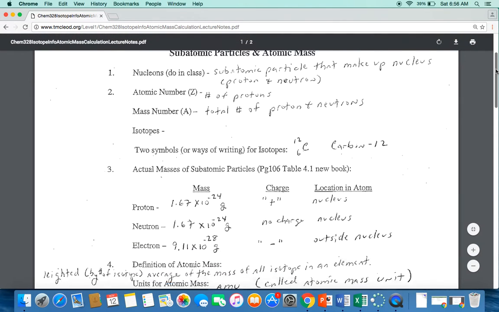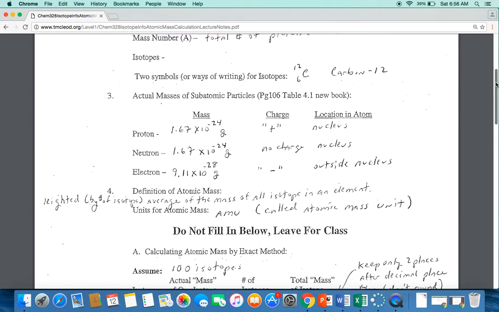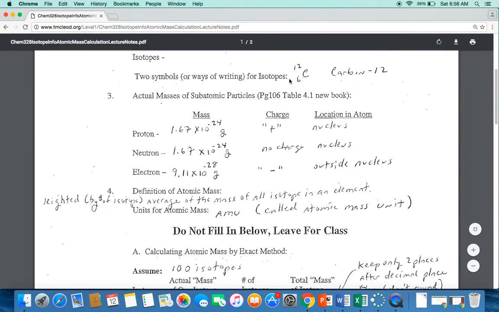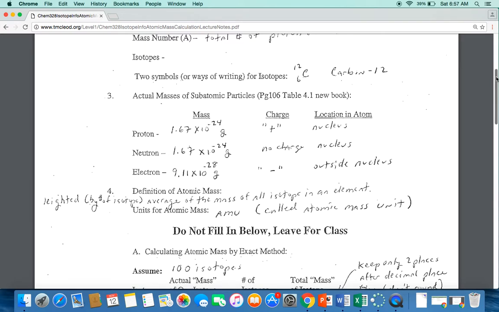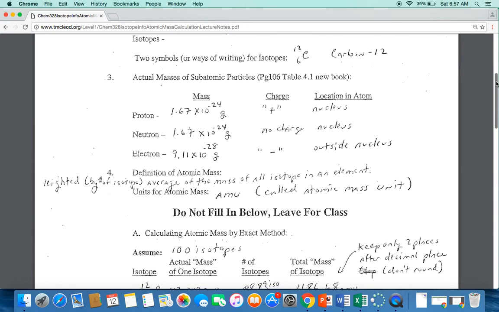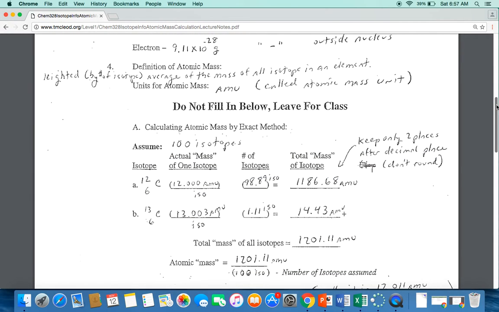We also talked a lot in a different video about the symbolic representation. This one right here is the most common isotope symbolic representation: mass number, atomic number. I also gave you the mass, charge, and locations of the subatomic particles. But this video is all about determining how to calculate atomic mass.